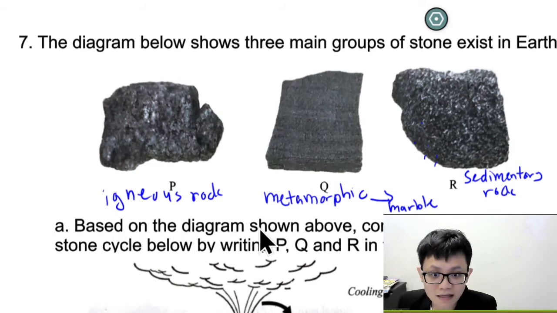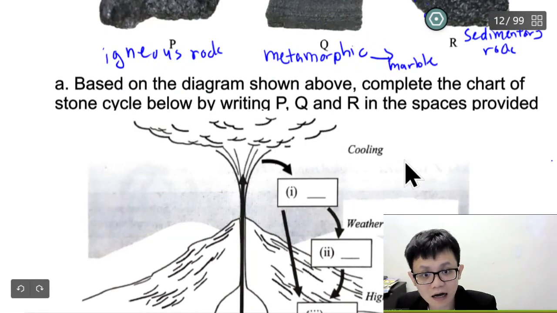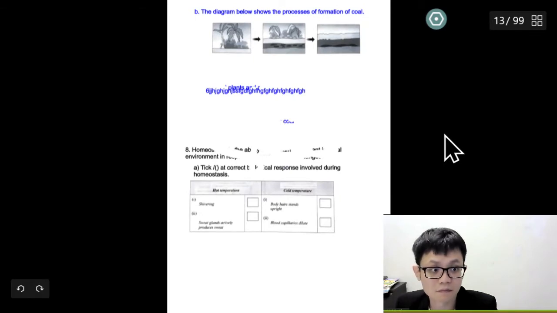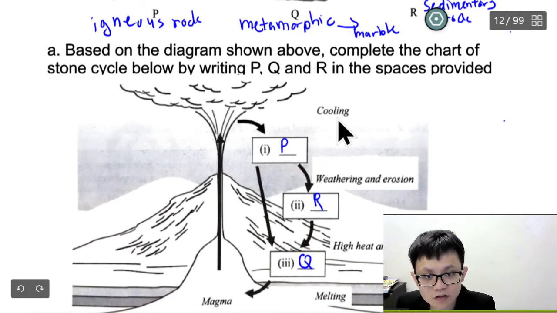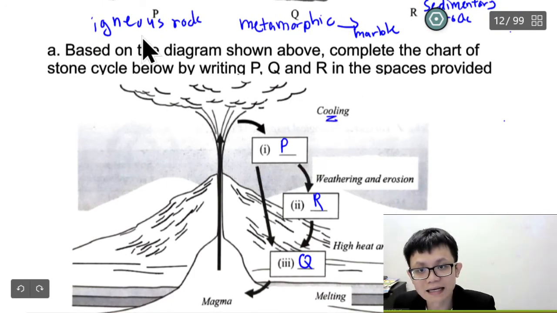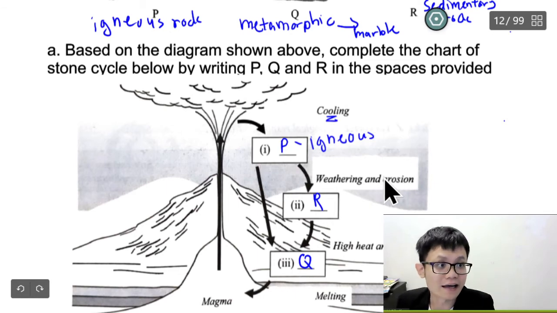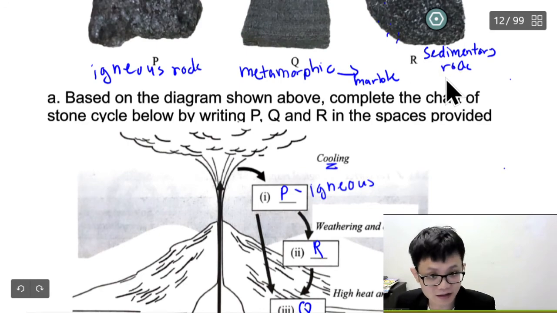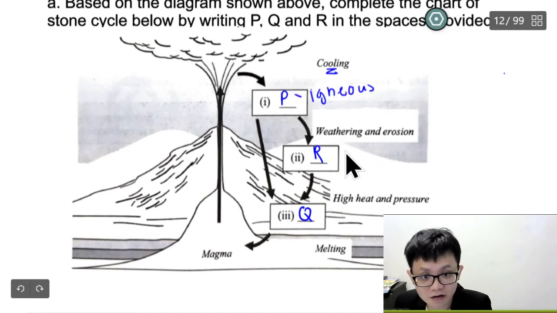So based on the diagram shown above, complete the rock cycle PQR in the spaces provided. So for this one, I know that for P, here it mentioned cooling. So cooling will be igneous rock. Okay, I just write here igneous. And for weathering and erosion, you just need to remember it's sedimentary rock. Okay, looks like sand, right? For erosion, just put here sedimentary rock.